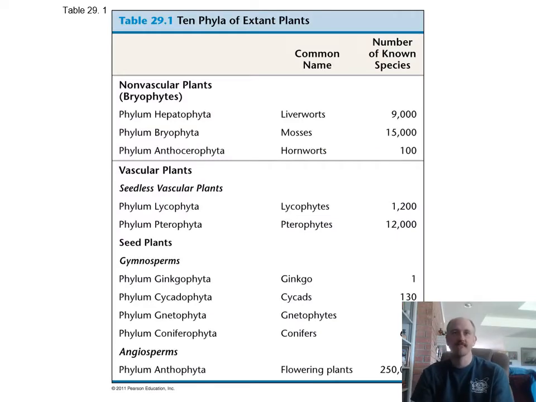Bryophytes have quite a bit of diversity. As you can see there, the mosses, the phylum Bryophyta, has 15,000 known species. There are only 12,000 known species of ferns, but there are almost 250,000 known flowering plants. But mosses are pretty diverse. So we're going to talk about the bryophytes as a collective group using mosses as our example organism.